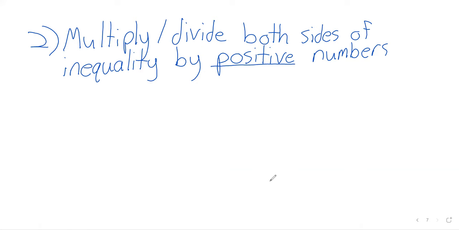What happens if you multiply an inequality by a negative number? Well, it flips the inequality, yeah? It flips the inequality, exactly as you say. If you have something like 2 is less than 5, and you multiply both sides of this inequality by negative 1, well, negative 2 is not less than negative 5. Negative 2 is greater than negative 5. It's to the right of it on the number line.